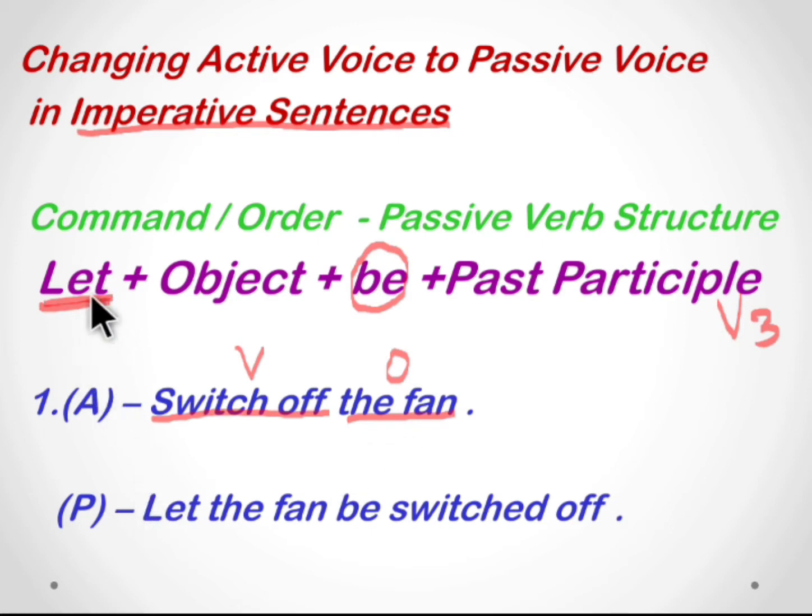Now, as per the rule, the passive voice begins with let. So we use let. Now the object in the active voice is fan, and that fan becomes the subject of the passive voice. Now the be form of verb for the imperative sentence is be. So we use be. And the past participle of the verb switch is switched. So switched off. So we begin the sentence with let the fan be switched off. This is the passive voice.